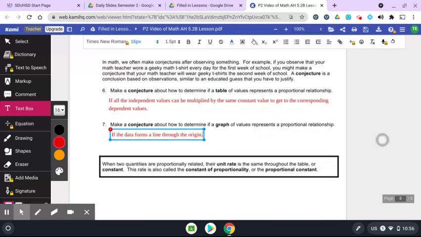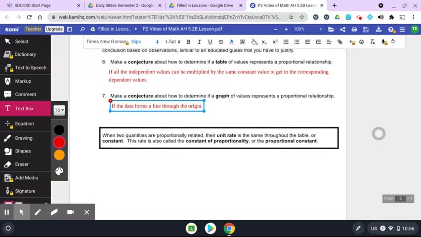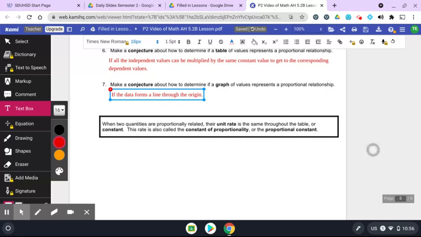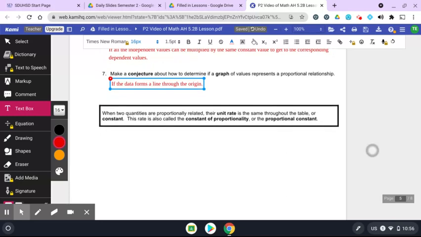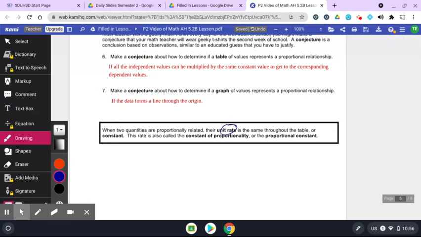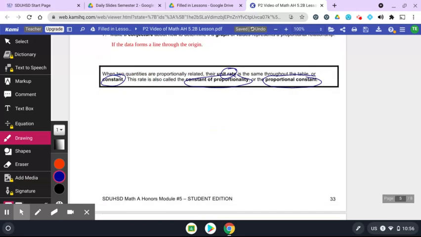All right, when two quantities are proportionally related, their unit rate is the same throughout the table, or constant. The rate is also called the constant of proportionality or the proportional constant. Wow, lots of different names, right? We have unit rates, also known as the constant, or the constant of proportionality, or the proportional constant. So anytime we see that, it means the same thing. The unit rate's going to be more labeled, though. Okay.